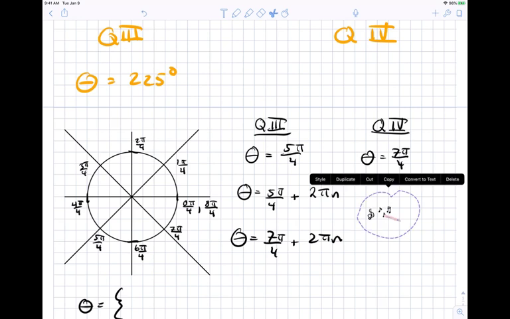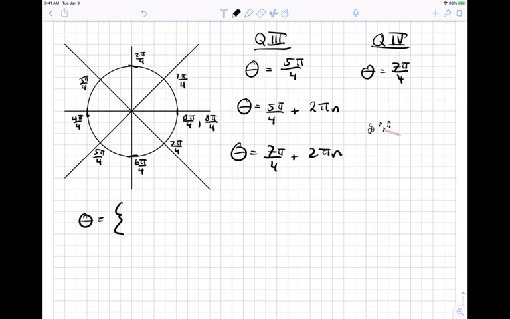Okay. So when n is 0, the first solution we get is 5 pi over 4. And the second one is 7 pi over 4. Now let n be 1. When n is 1, we're now outside of 360 because we just want the solutions from 0 to 360. Is this okay? So my claim is that these should be all the solutions from 0 to 360.